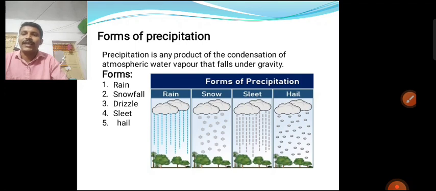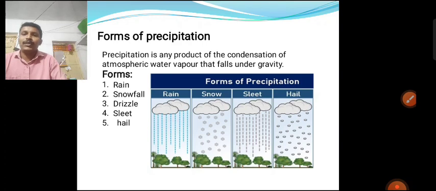The first one is rain. When the water falls from the atmosphere to the earth's surface, it is called rain. When the water droplet size is greater than 0.5 mm, or the intensity is greater than 1 mm per hour, it is called rainfall. It can be light, moderate, or heavy rainfall. The types of rainfall depend upon the intensity of rainfall. Intensity is measured in terms of mm per hour.